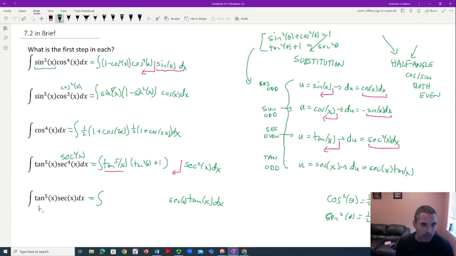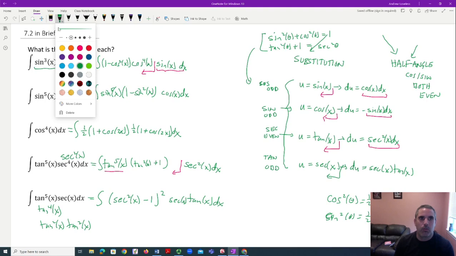This one, after I pull it out, I'm going to have a tangent to the fourth. And unfortunately, I want them to all be secants. So how do I do that? I have to think of it as a tangent squared times a tangent squared, or a tangent squared squared. Tangent squared is secant squared of x minus 1, and squared. And now all of those problems are ready to go.